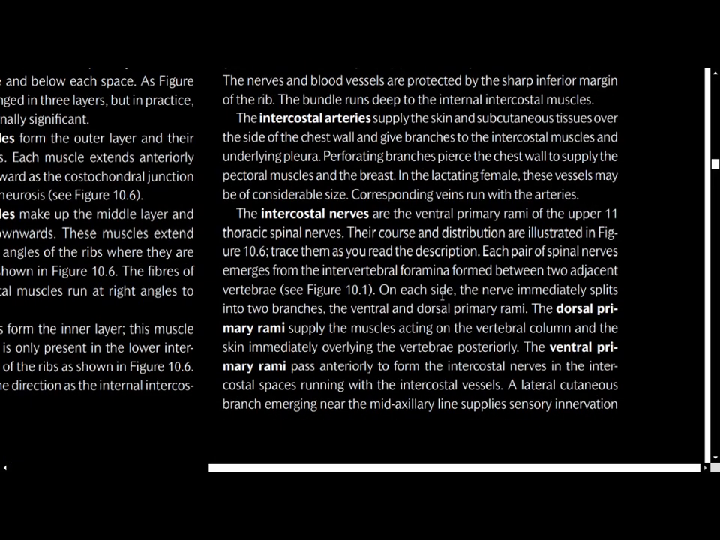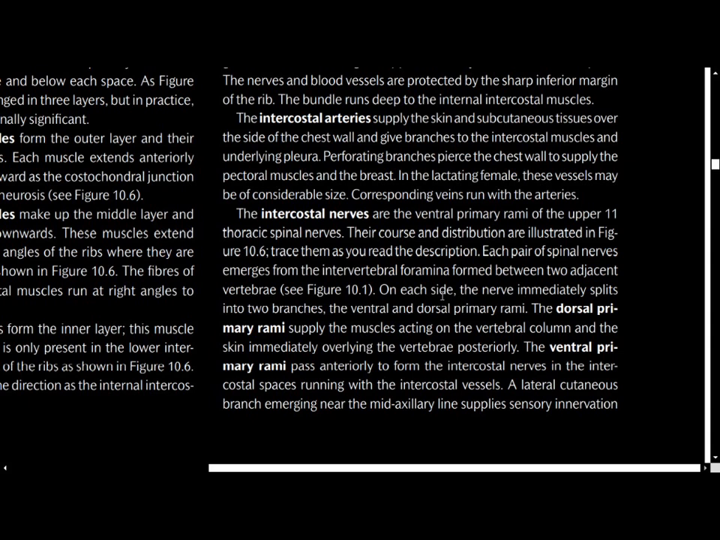The intercostal nerves are the ventral primary rami of the upper 11 thoracic spinal nerves. Their course and distribution are illustrated. Trace them as you read the description. Each pair of spinal nerves emerges from the intervertebral foramina, formed between two adjacent vertebrae on each side. The nerve immediately splits into two branches, the ventral and dorsal primary rami.